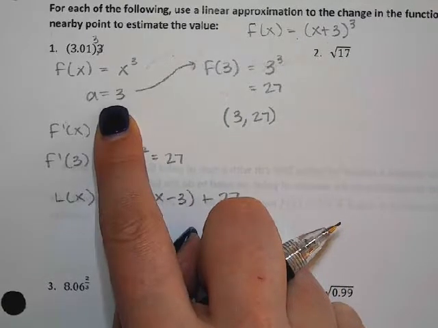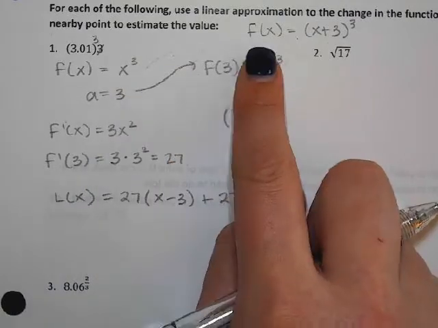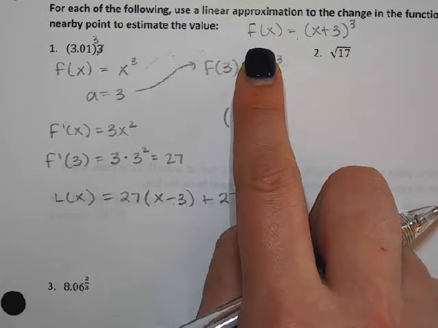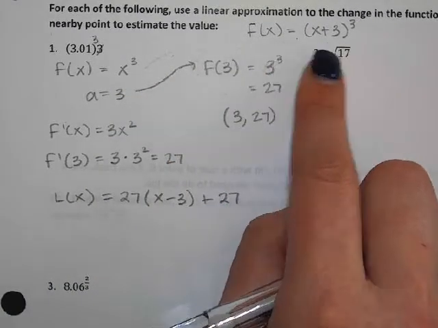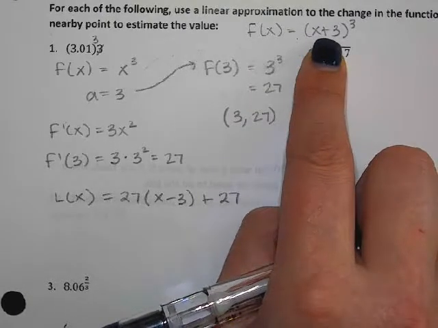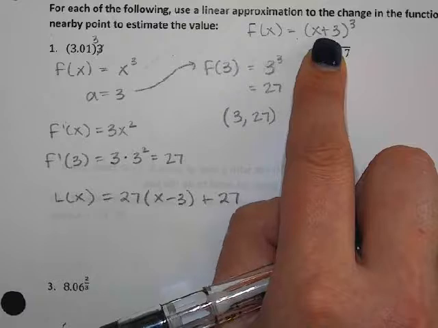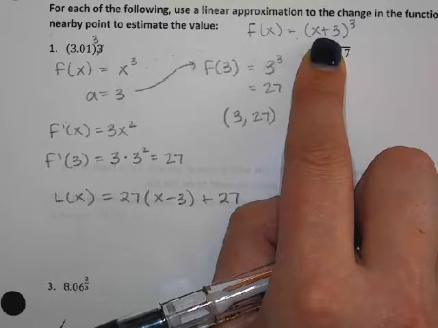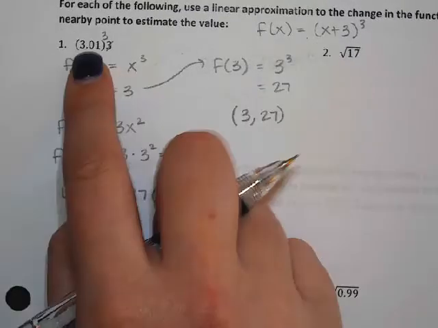It's based off 3. In fact, they'll always be like that. They'll always be based off of a different number. So if we did this version, it was based off of 0, right? You would have plugged 0 in, right? 0 plus 3, 3 to the third is close to 3.01 to the third.